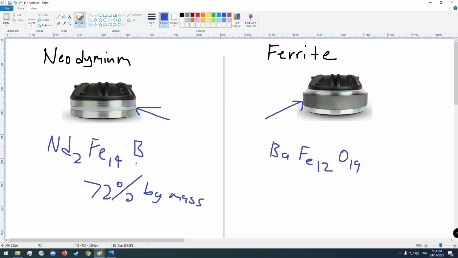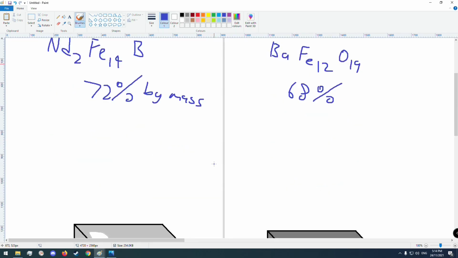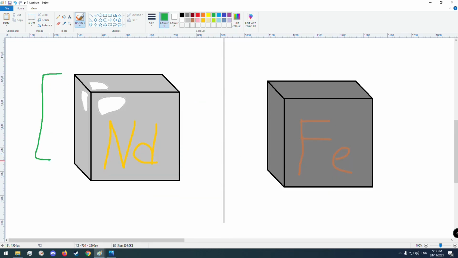But this actually leads on to the next clue about these two magnets. You can see this one here, 72% by mass is iron, and this one is only 68% by mass iron. So what about the density of the two magnets? The next example, here are two cubes of metals. This one is 10 centimeters cubed, so this is 1 liter, and this one is also 1 liter.